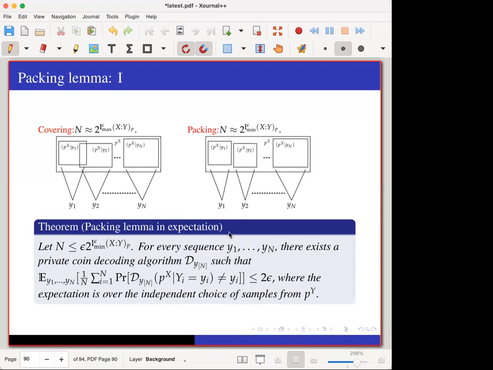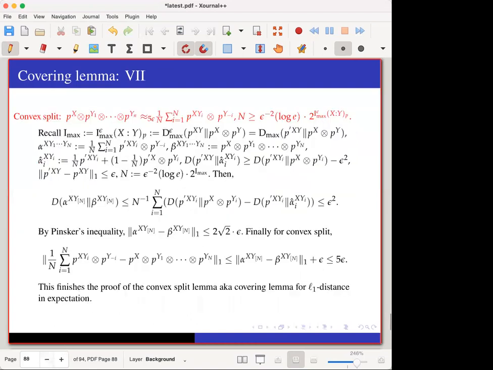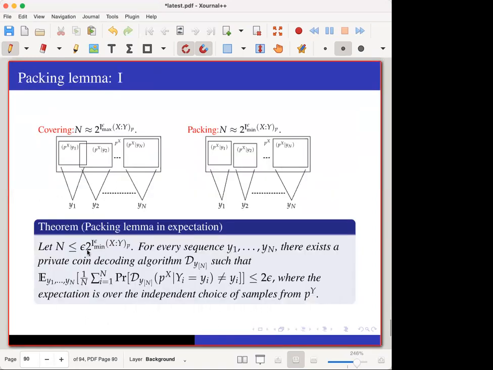This is the picture. And formally, the packing lemma in expectation is this. Let us say N is, more formally, N will be epsilon times this. Remember, in covering, N was 2 to the I epsilon max divided by epsilon square. So it was significantly bigger than this. Here, in packing, not only is it I epsilon min, which is smaller, but it is also significantly less than that. It is epsilon times this. But as I said, this doesn't matter so much. What matters is this I epsilon min. So let n be less than or equal to this.